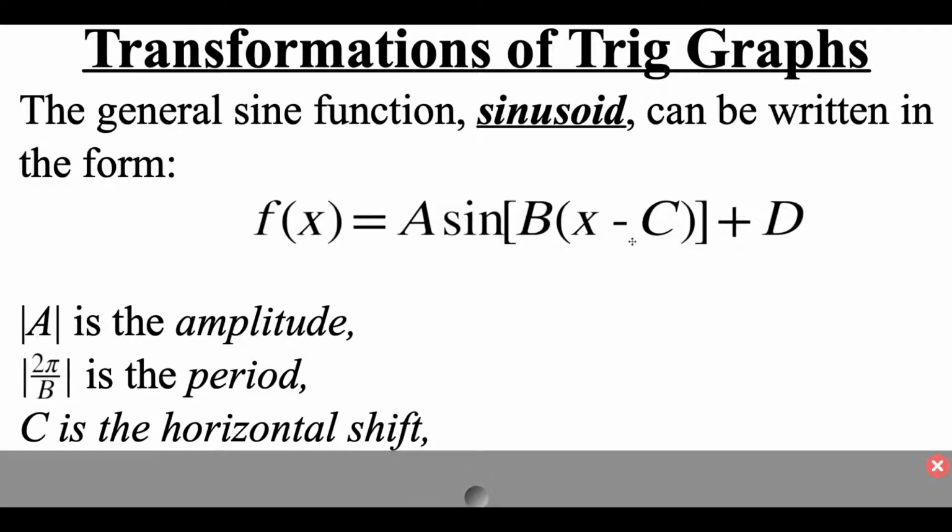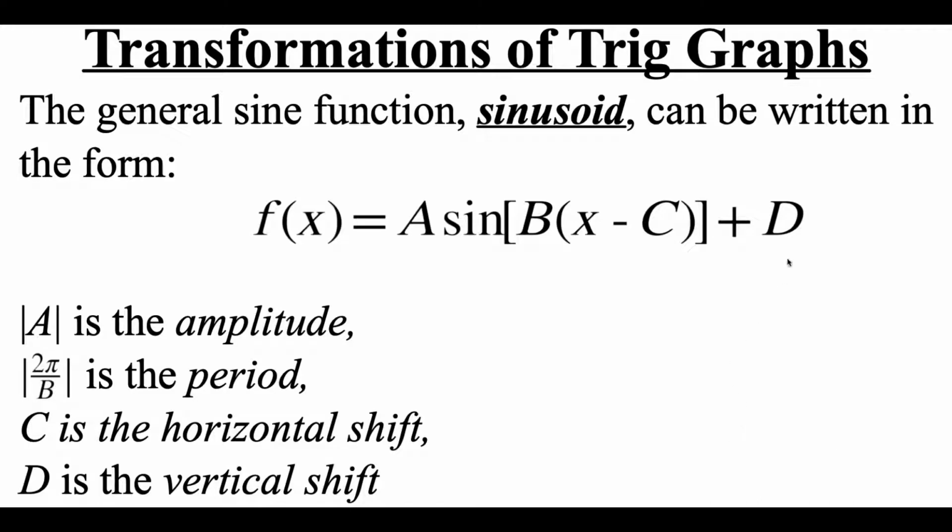C is going to be a horizontal shift, either left or right, depending on what that c value is. Remember, horizontal shifts are backwards of the way that we would think they would be. So minus actually moves you to the right by a specific amount, and plus would move you to the left by that same amount. And then that d value on the end is a vertical shift, and those always work the way that you would want them to. Plus moves you up a certain number of spaces, minus moves you down that same number of spaces.